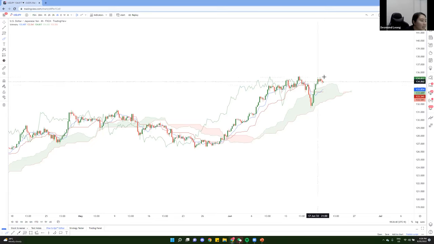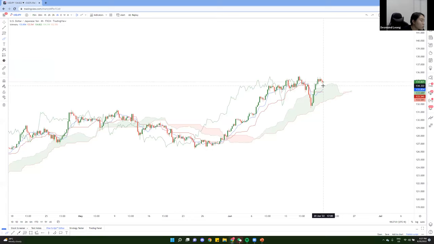Okay, it's indicating bull. The other thing that makes me think that it's bullish is also because the conversion line is above the baseline. Do you see that? The conversion line is above the baseline, which is also indicating bullishness. Thanks, Clint.